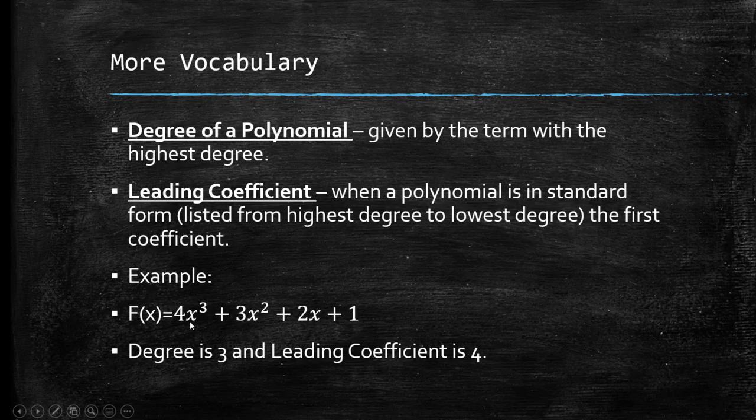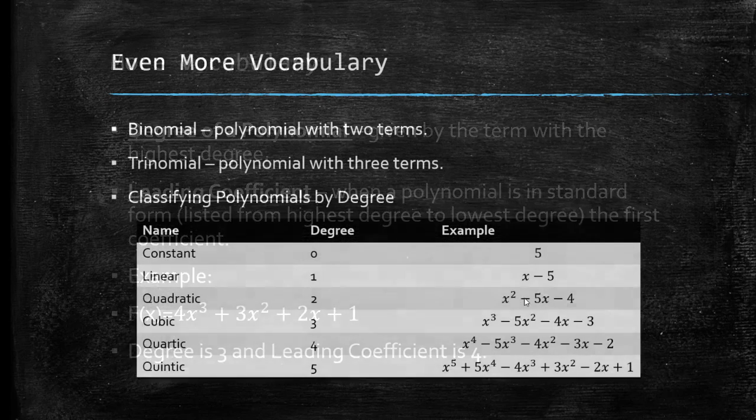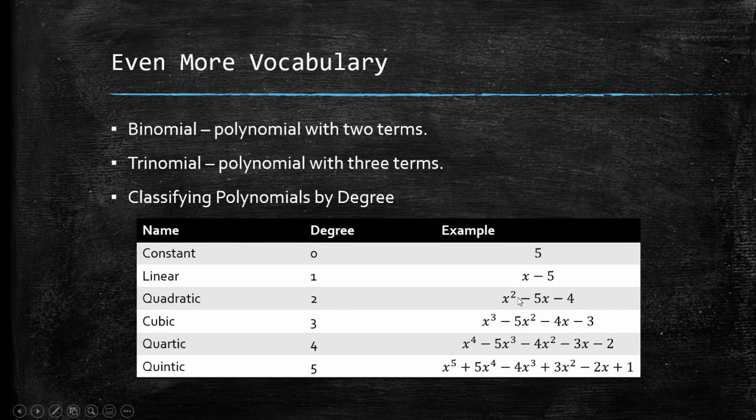So the highest degree is 3, so the degree of the polynomial is 3, and the leading coefficient is that first number there, which is 4. If there was no number there and it was just x cubed, then the leading coefficient would be 1, so don't forget about that. Even more vocabulary.